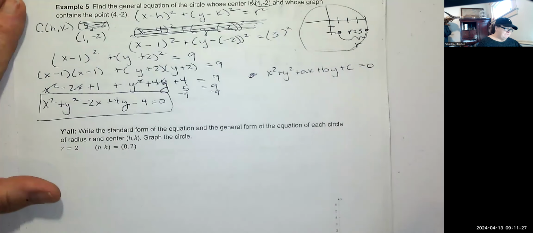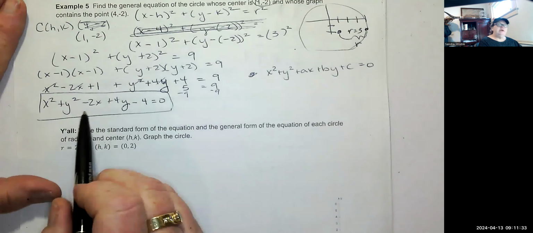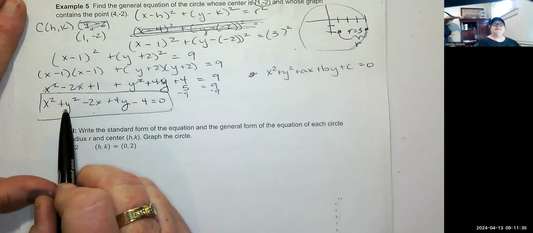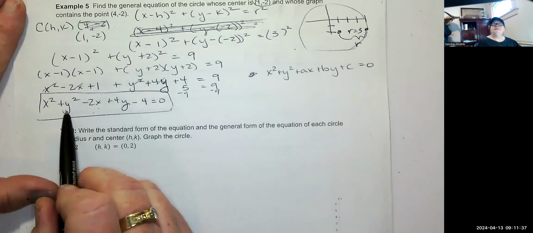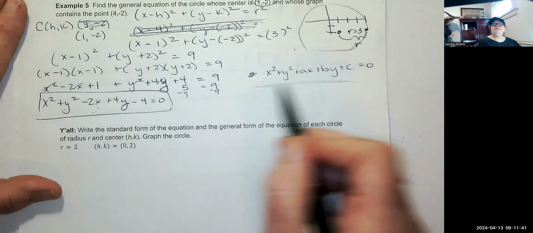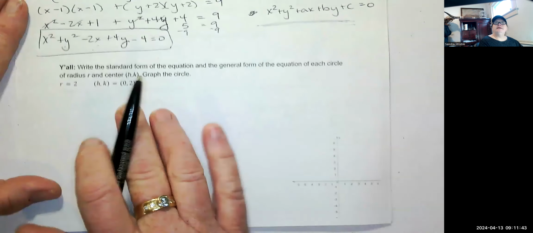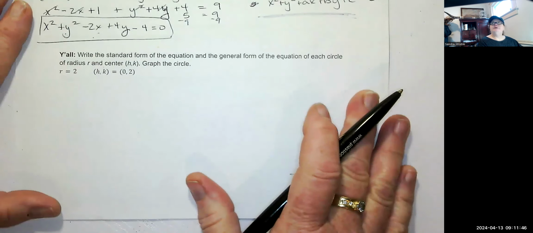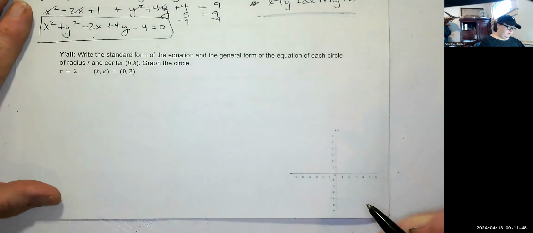Okay. Do not leave it in the other format to where the 2x is next to the x squared and the 4y is next to the y squared. That's not the general form. The general form has to be in this format. All right, so pause the video and do this next one yourself and then come back to check to see how you did. Please pause your video now.